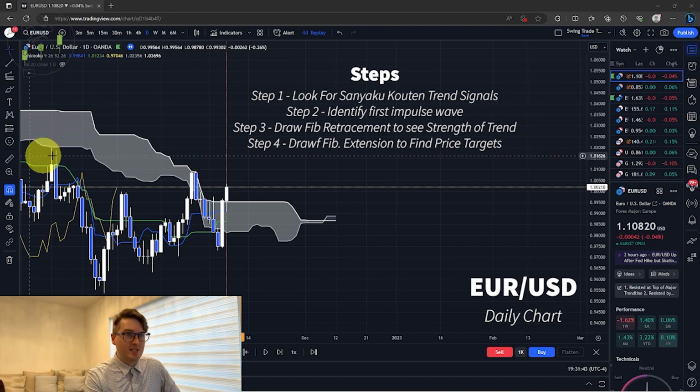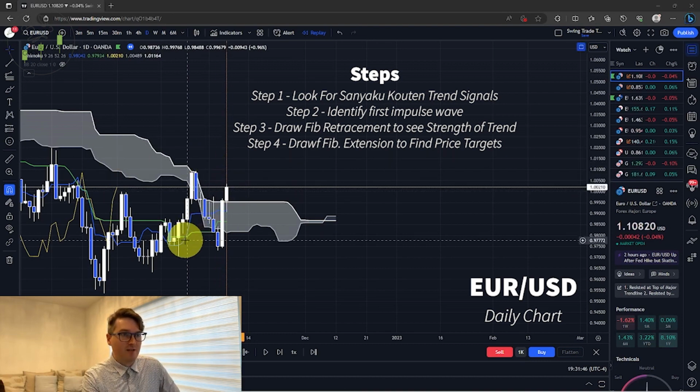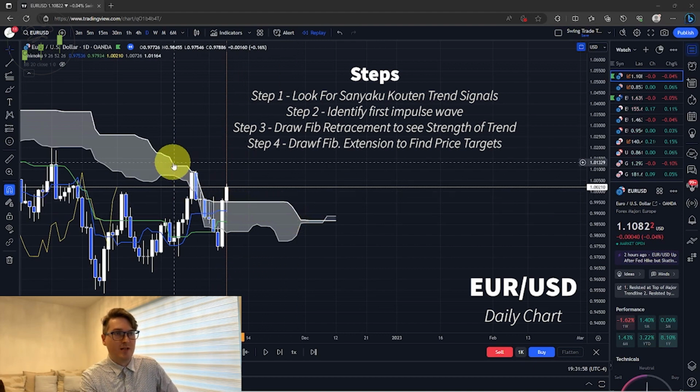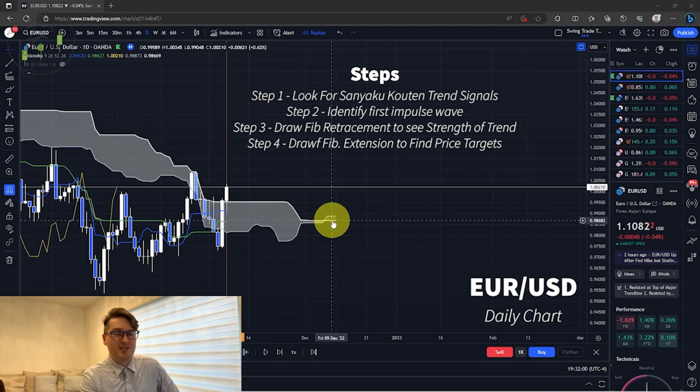So as you can see here, we have the gold cross, we have the Chikou span above the candles, and now we have this first candle that has broken out of the Kumo cloud and past Senkou span B, which is the thick white line here, right? And we're starting to see the bullish Kumo twist, right?